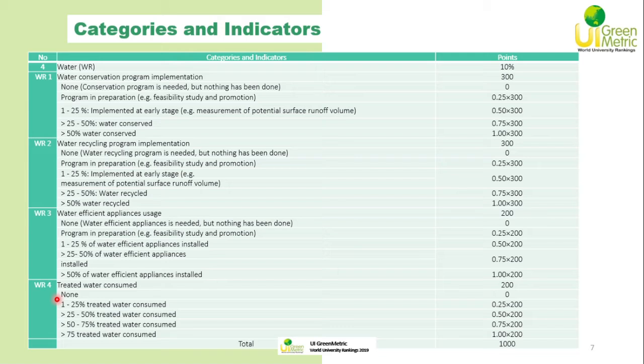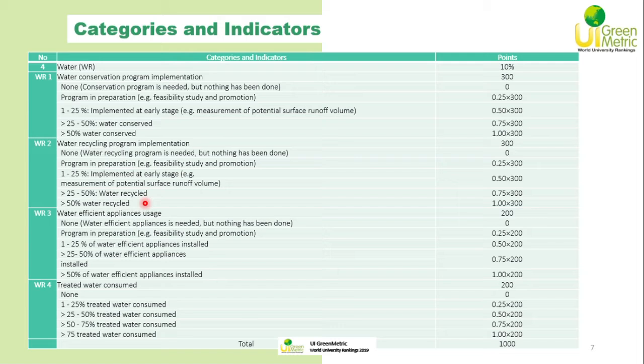The keywords in this category are conservation, recycling, efficiency, and treatment. For conservation, the requirement is that your campus needs to conserve 50% or more of its water. This is criterion number 1 for water, 50% of the water on your campus conserved. For recycling, the requirement is that your campus needs to recycle 50% or more of its water. This is criteria number 2, 50% or more of your water recycled.